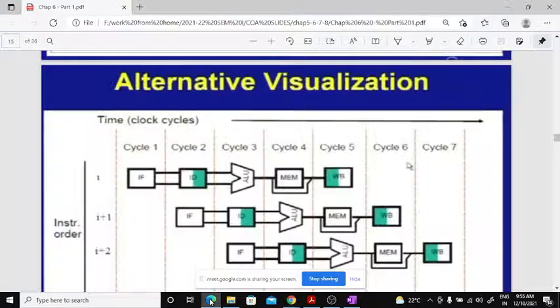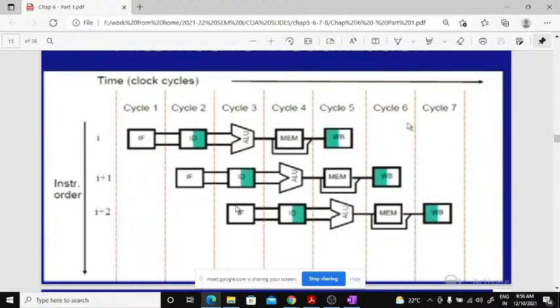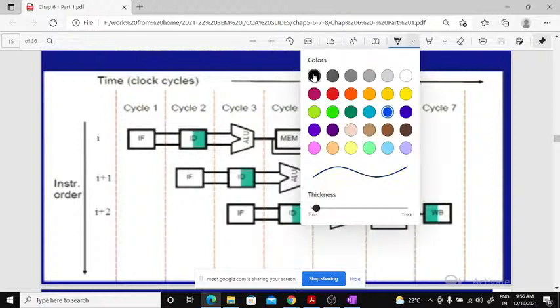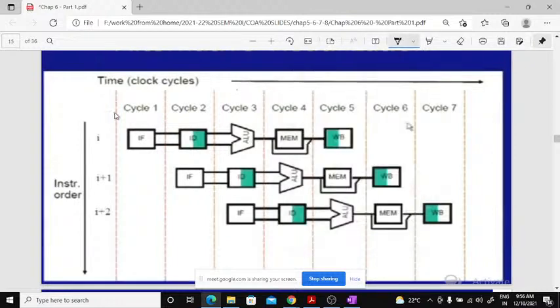Okay, so in the last class we discussed pipelining concepts. So how actually the pipelining looks. These are the instructions: first instruction, second instruction, third instruction.